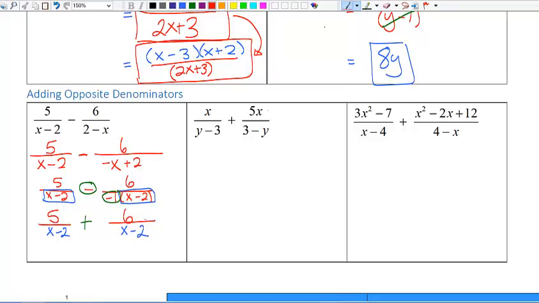And now I can continue and finish my problem. Now that the denominators are the same, I get x minus 2 in the denominator, and in the numerator, 5 plus 6 is simply 11. And that is my final answer.